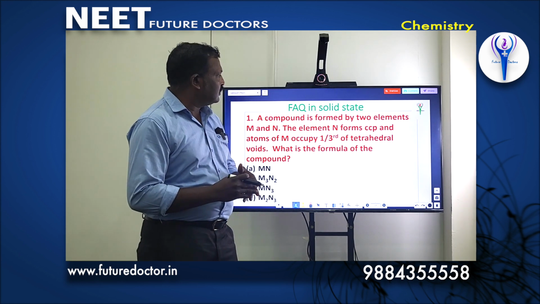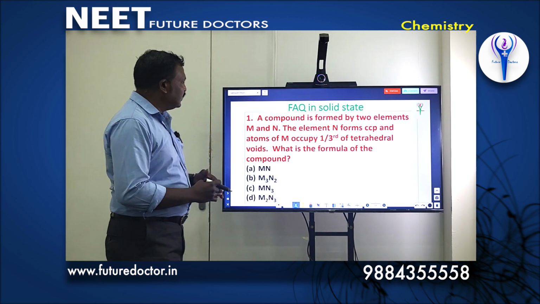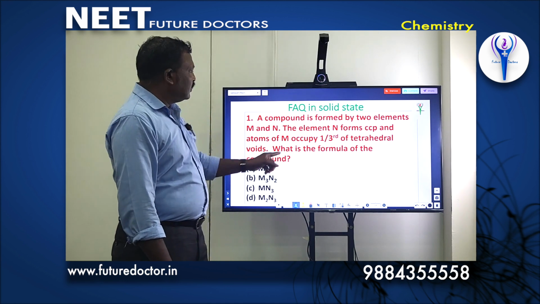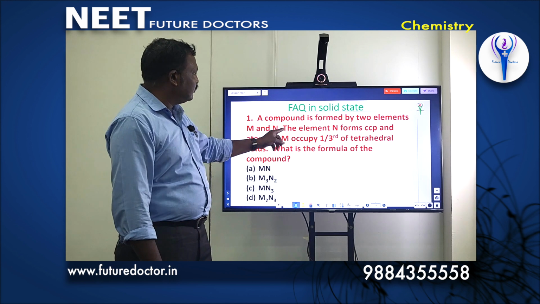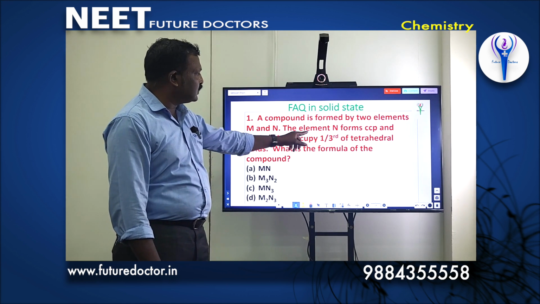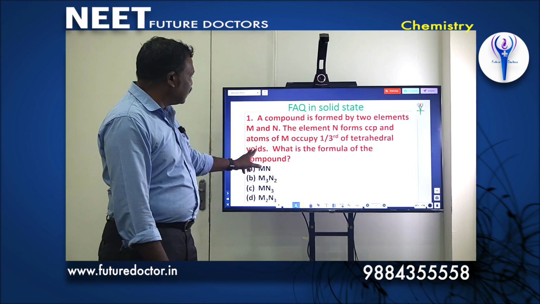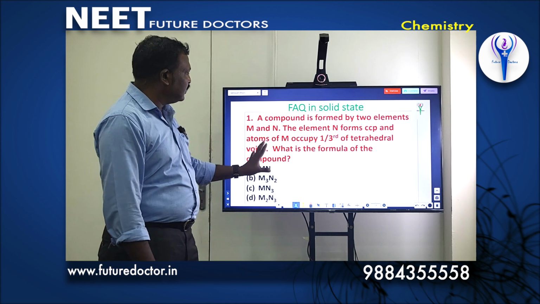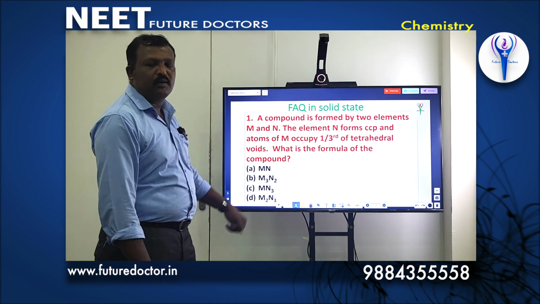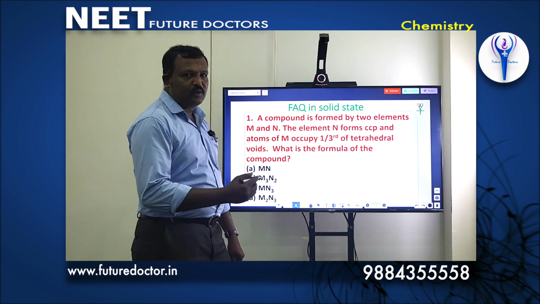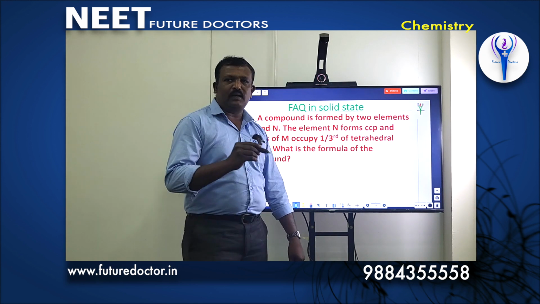Let us go to the first problem in this session. A compound is formed by two elements M and N. The element N forms CCP and atoms of M occupy 1/3 of tetrahedral voids. What is the formula of the compound? So this is the question, and from this we have to frame the formula. First of all, we should know octahedral voids and tetrahedral voids.